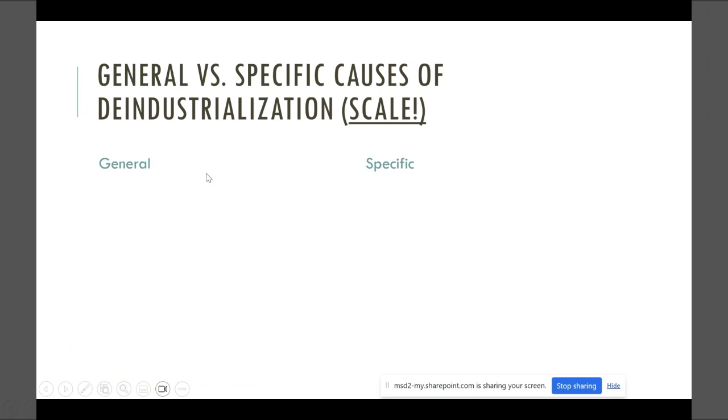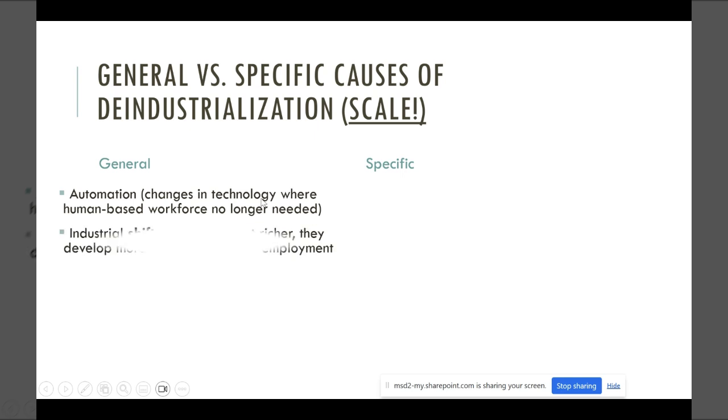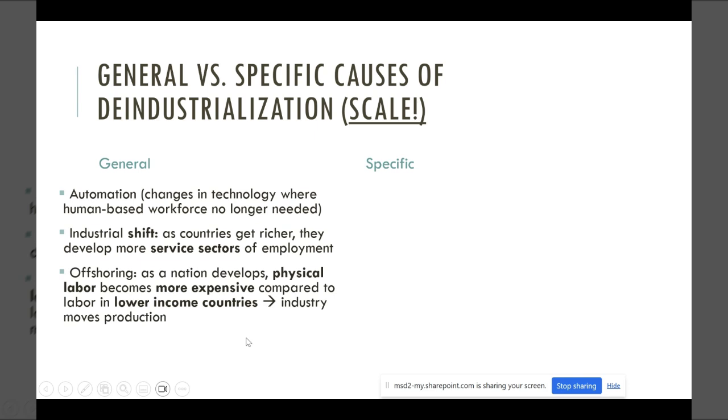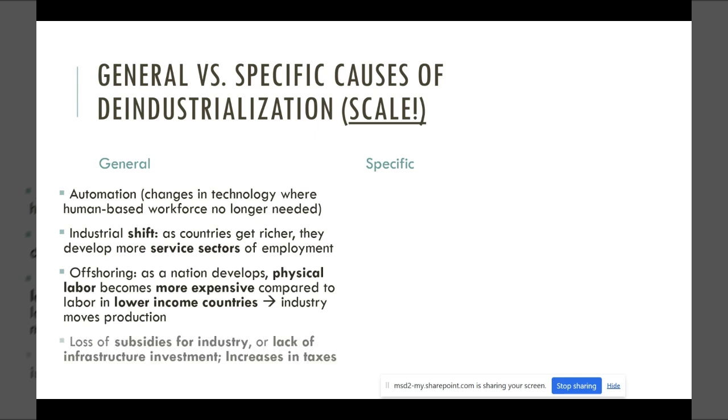Couple things. There is an issue of scale-related deindustrialization. So automation is a general thing, which is our changes in technology. You also have industrial shift. As countries get richer, they actually develop more service sectors and tech sectors of employment. Offshoring occurs as well, so the physical labor becomes more expensive. They send it to lower income countries, and the industry moves its production. And then you start to lose these subsidies for industry, lack of infrastructure investment, and then you have to increase taxes as a result, and that usually leads to less economic activity.